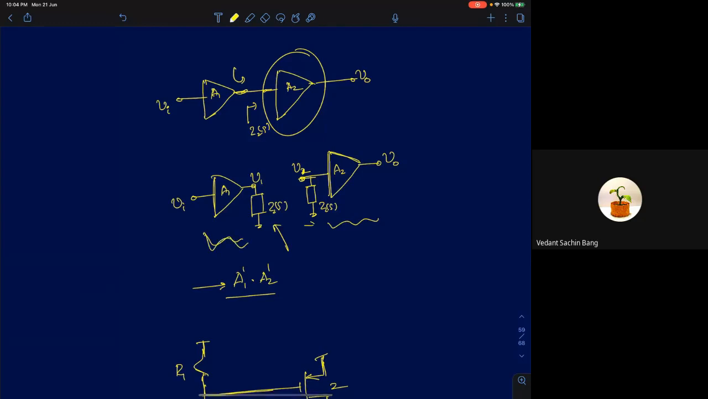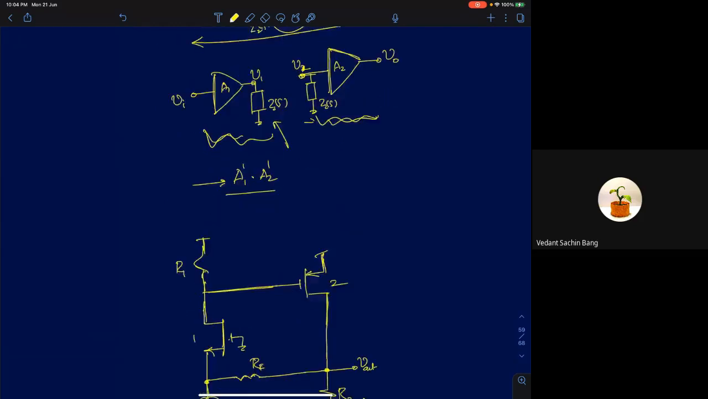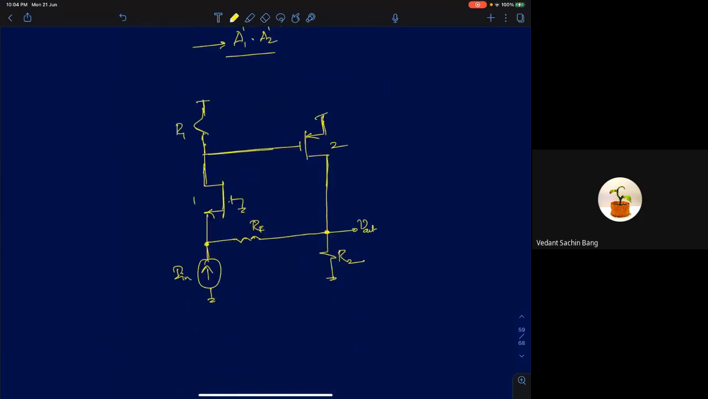In this case, find the gain individually for these two stages and multiply the gains of both the amplifiers. That will give you the overall gain of the cascade of two amplifiers. So this is what we are going to apply here to find the loop gain for negative feedback circuits.